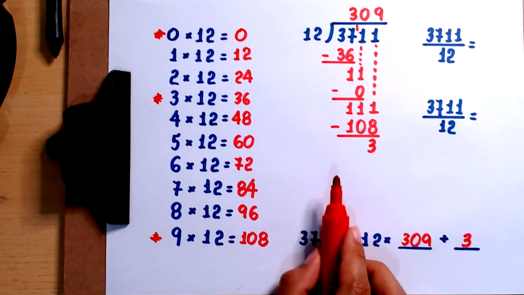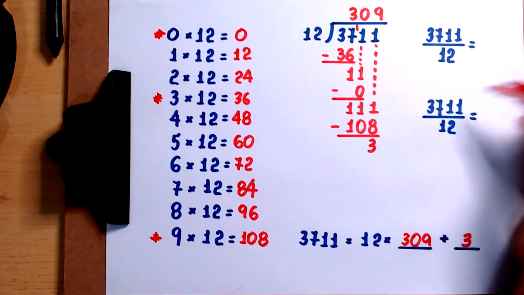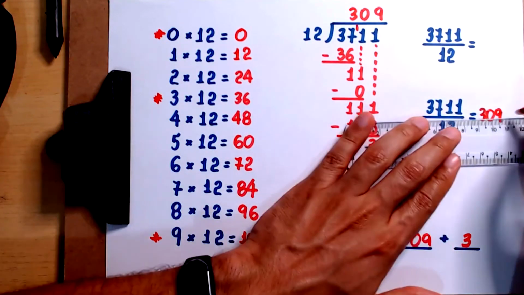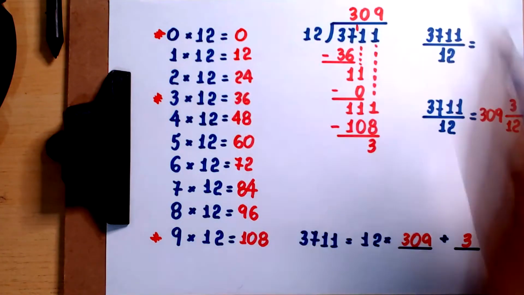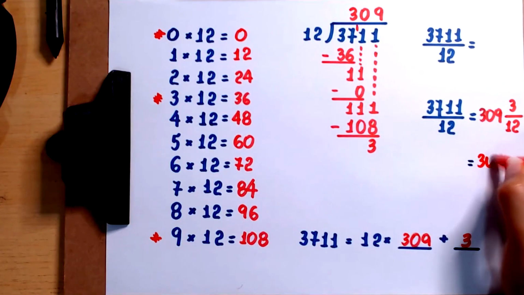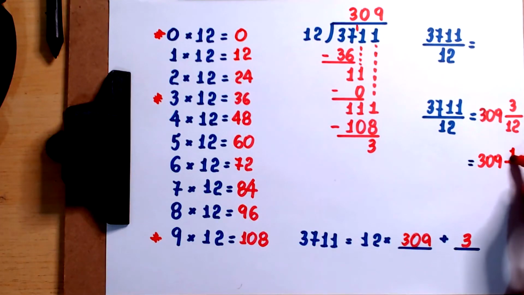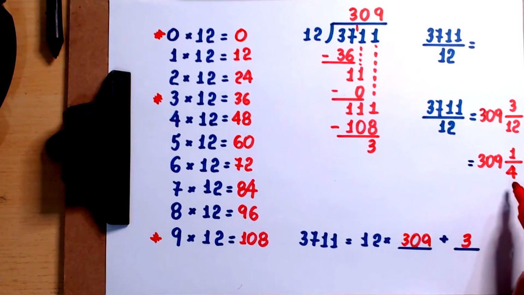Another way to represent the result of this division is to write that 3711 divided by 12 equals 309 and 3 12ths. Of course, we can simplify that because both 3 and 12 are divisible by 3. 3 divided by 3 equals 1, and 12 divided by 3 equals 4. So we can say that the result is 309 1/4, expressing the result as a mixed number.